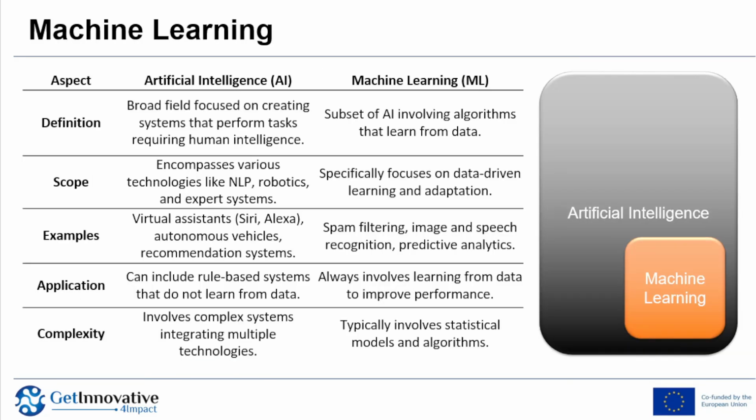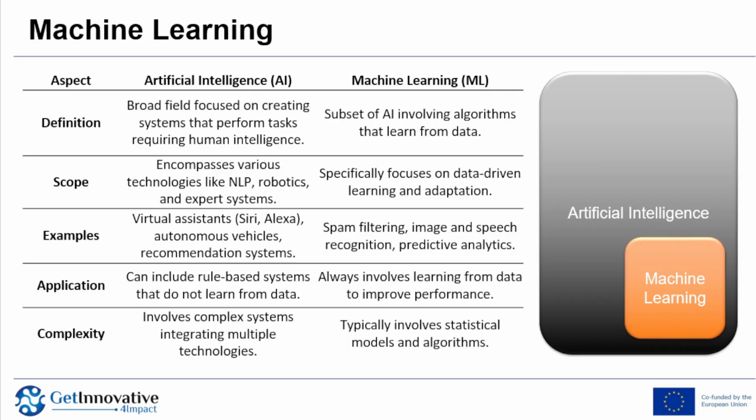If we talk about the differences between machine learning and artificial intelligence, they differ in two broad respects. Artificial intelligence is a field focused on creating systems that perform tasks requiring human intelligence, whereas machine learning is a subset of artificial intelligence involving algorithms that learn from data. In scope, AI encompasses various technologies like NLP, robotics and expert systems, whereas machine learning is specifically focused on data-driven learning and adaptation. Examples of artificial intelligence include virtual assistants, autonomous vehicles and recommendation systems, whereas in machine learning we talk about spam filtering, image and speech recognition, and predictive analytics.